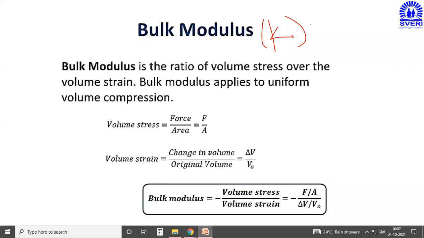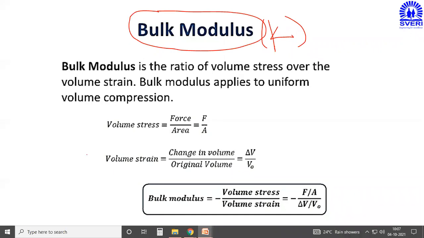That means length changes from L by delta L, width changes from B by delta B, and depth changes from D by delta D. All three dimensions are simultaneously changing, so I can directly say that there is a change in volume. And if I have to calculate such a change in volume, at that time I use the bulk modulus as a constant parameter for further calculation.